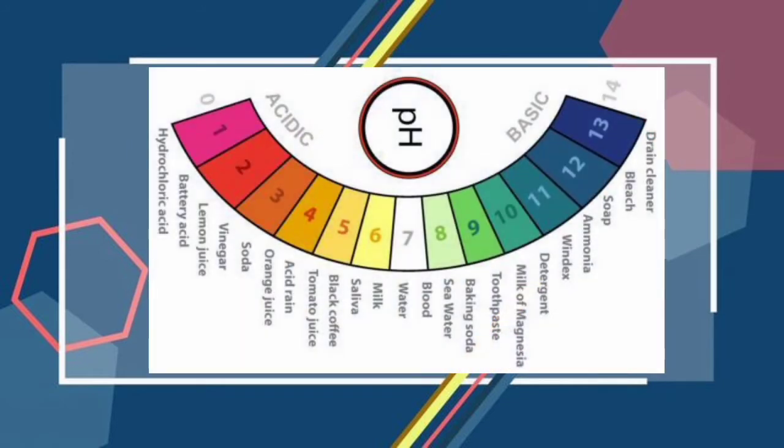Now, this is the pH scale. 1 to 6 denotes acidic pH. 7 denotes neutral pH and 8 to 14 denotes alkaline pH. Now, what is the pH scale? What is its importance? We will see later in this video. So, stay tuned.